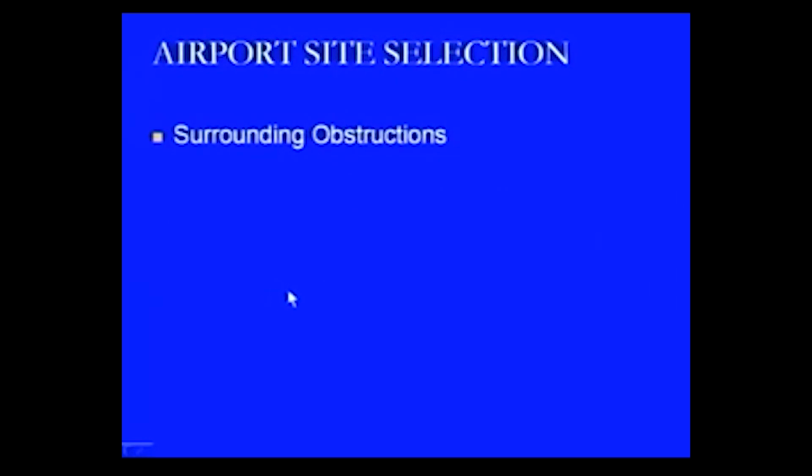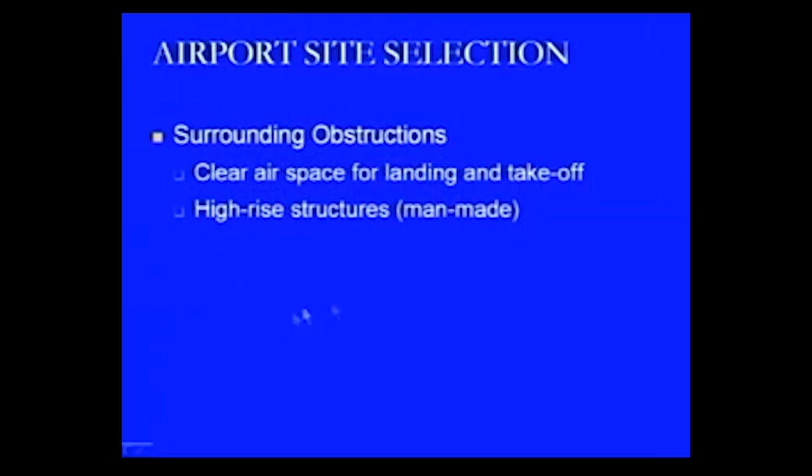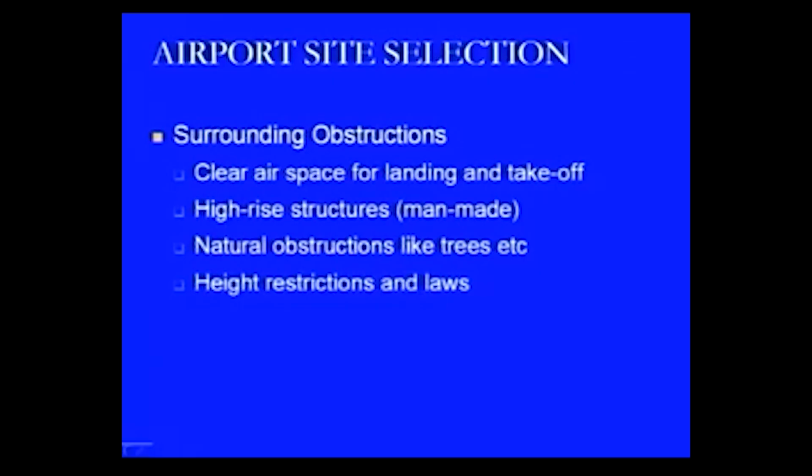Then the nature of the obstructions in the surrounding area of the airport site is another factor, because we require clear air space, so that landings and takeoffs can take place very easily. Therefore, man-made high-rise structures should not be there in the adjoining areas, and that is where the limits on the height of buildings come into the picture, and there are laws by which very high buildings cannot be provided in the vicinity. Sometimes there can be natural obstructions in terms of big trees, so they need to be cleared off if they are coming within the flight path of the aircraft.